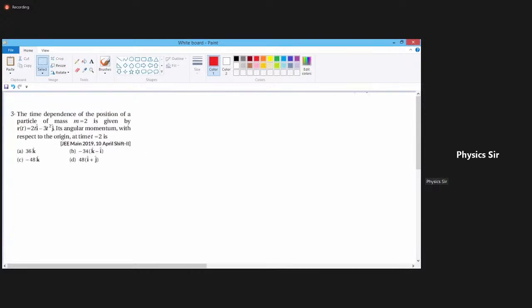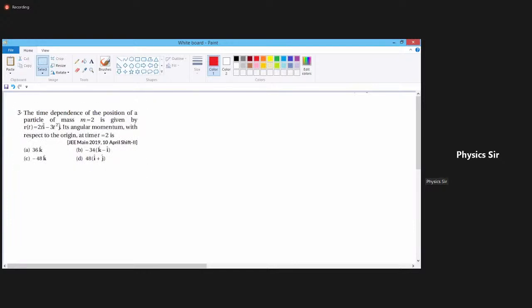Okay. Here is the question. The time dependence of the position of a particle of mass m equals 2 is given by r as a function of t, it's 2t i cap minus 3t square j cap. Its angular momentum with respect to the origin at time t equals 2 second is.